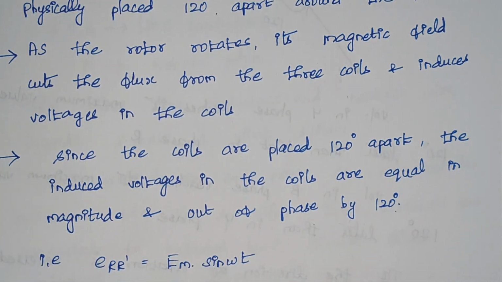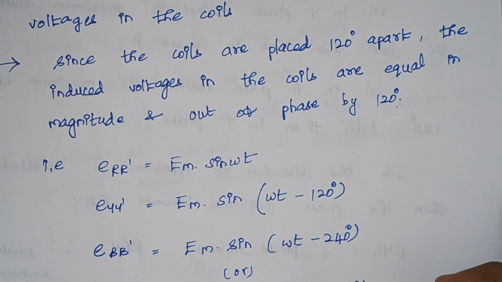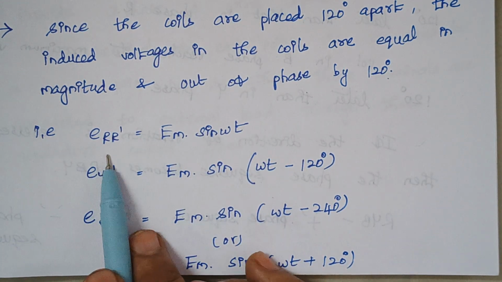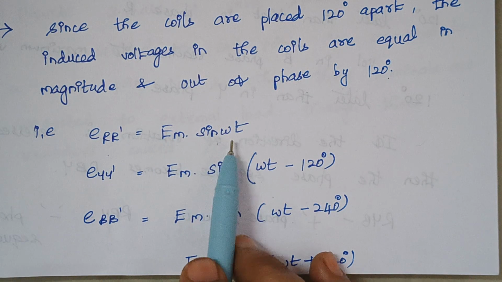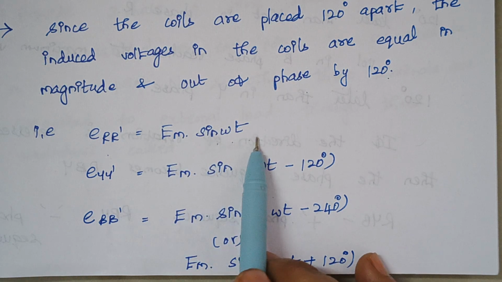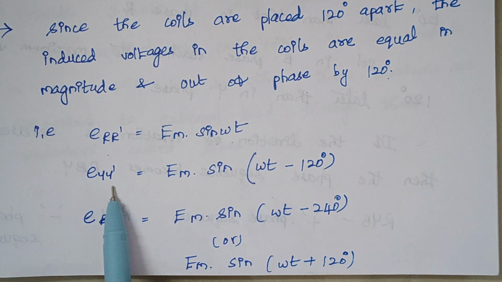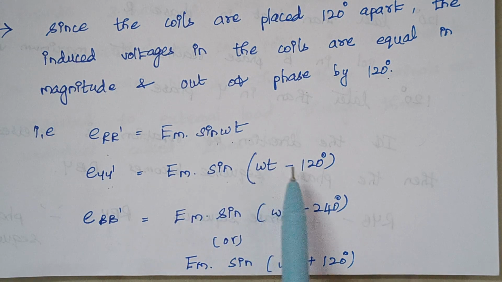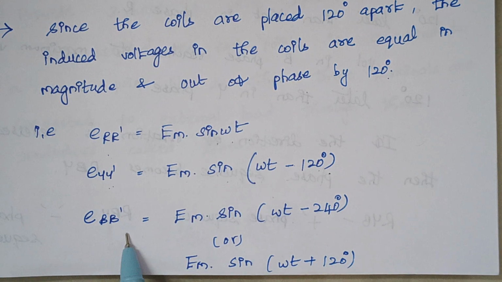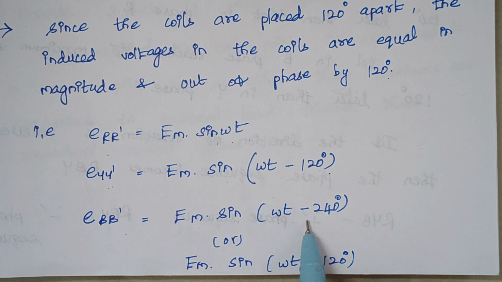Since they have a phase difference of 120 degrees, the general representation of the voltages is as follows. ER dash is taken as reference: Em sin omega t. Em is the maximum value. Since the output is a sine wave, it is represented as sine omega t. The voltage induced in Y dash is Em sin(omega t minus 120 degrees). This minus 120 degrees is because the coils are placed 120 degrees apart. And B dash is Em sin(omega t minus 240).